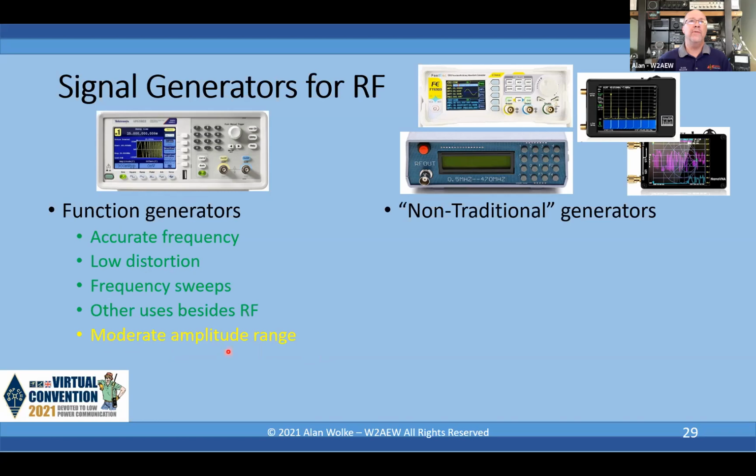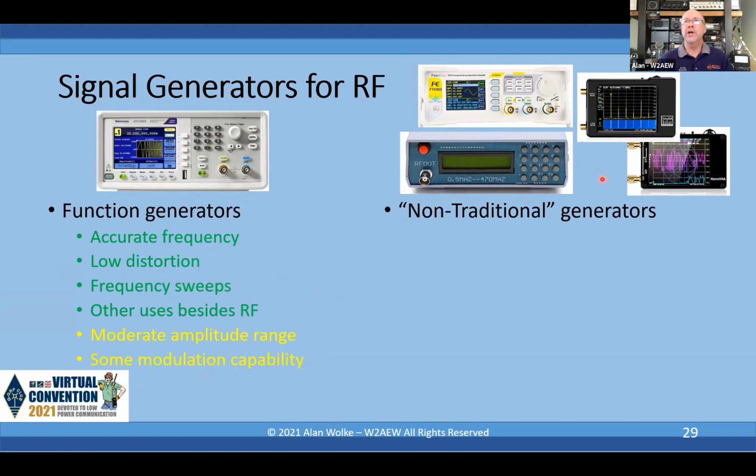And they'll generally have a moderate output amplitude range. They probably won't be adjustable to very, very low power levels, but they'll generally have a reasonably good output amplitude adjustable range. And usually some kind of modulation capability along with the sweep capability. When I say sweep capability, oftentimes there's a trigger output that you can use to do a sweep, and then use your oscilloscope as opposed to a spectrum analyzer to sweep things like filters and things like that.